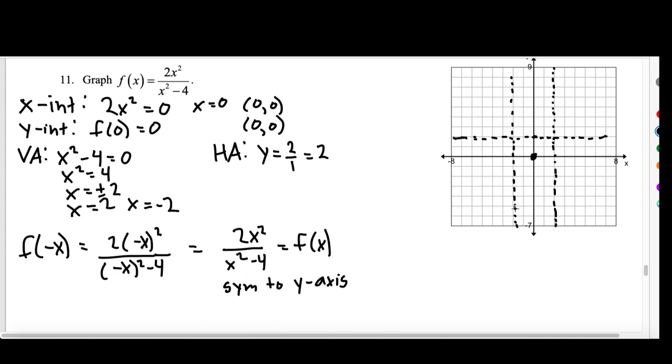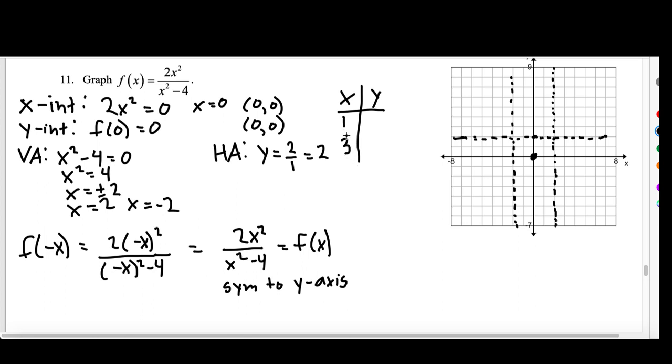So with that in mind, let's plot a couple of additional points, okay? Go up here, do a little XY chart here. Let's focus on the right half of the graph, knowing the left half will be a reflection, right? Let's choose an x value to the left and to the right of this particular vertical asymptote, which passes through x equals 2. So let's choose x equals 1, which is to the left of that, and x equals 3, which is to the right of that.